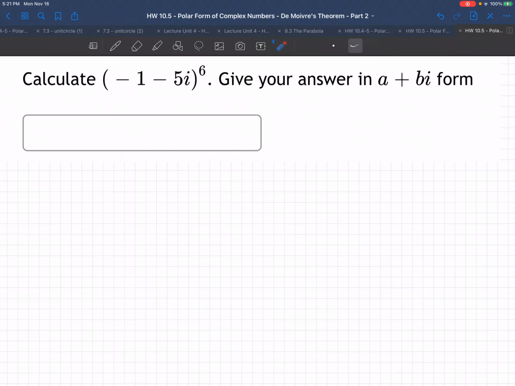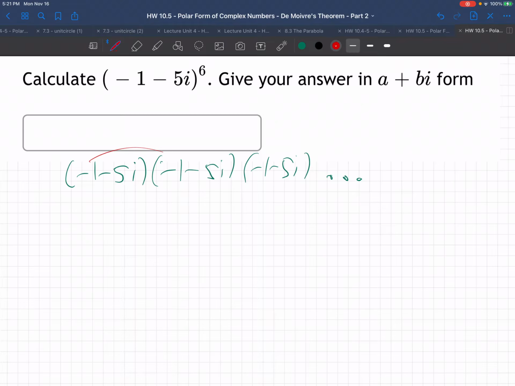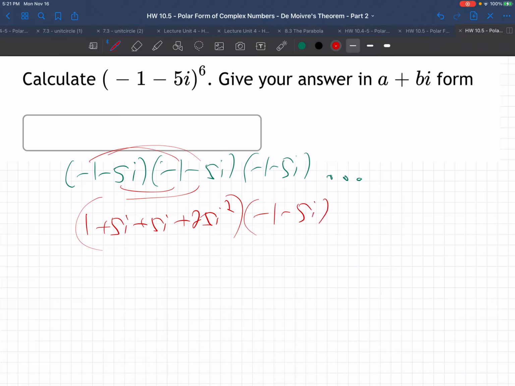Well, it would be really difficult to write 6 of these, right? To go minus 1 minus 5i, minus 1 minus 5i, minus 1 minus 5i, etc. 6 of them. And then start foiling. 1 plus 5i plus 5i plus 25i squared. And then you got to foil with the next one. And that's only 3 of them. It would just get crazy messy. But you could do that, right?